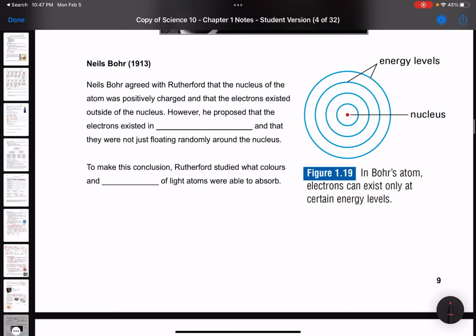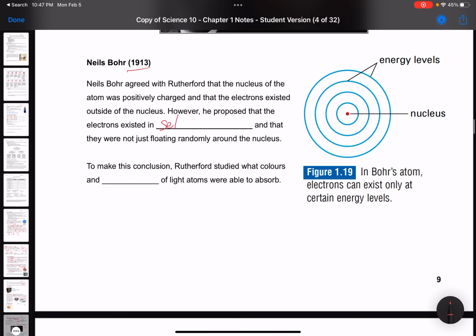So this brings us on to Niels Bohr. Now, this is definitely not the last atomic model, but it is the last one that we're going to go through in Science 10. We're looking at 1913, not too long after Rutherford, but Bohr did agree with Rutherford in that he said the nucleus of the atom was positively charged and that the electrons existed outside the nucleus. However, he said that the electrons existed in set energy levels. They weren't free to exist wherever they wanted. They had to exist in specific energy levels. And if you take a look at the diagram over here, you can see what we're talking about.